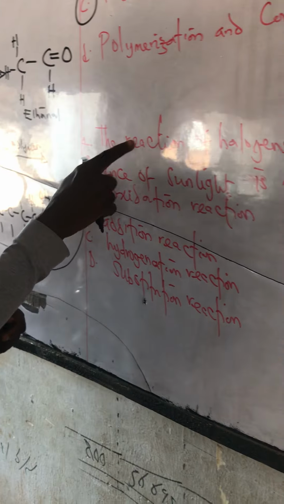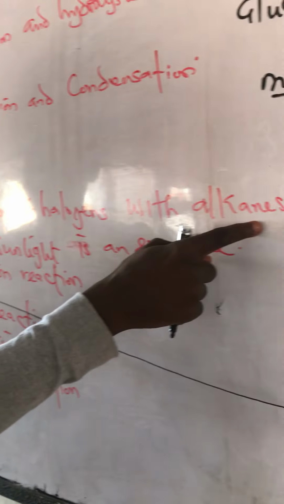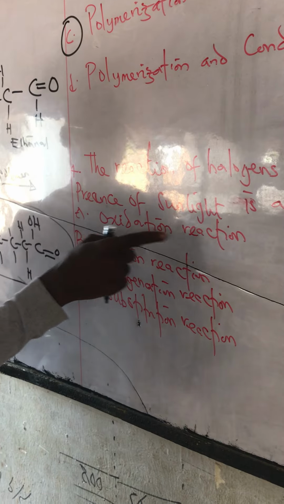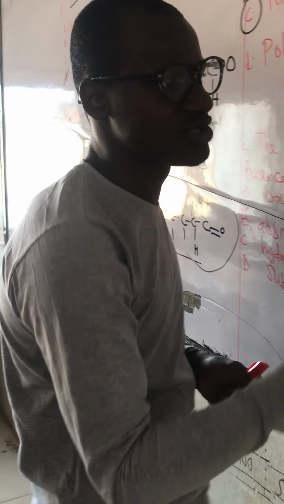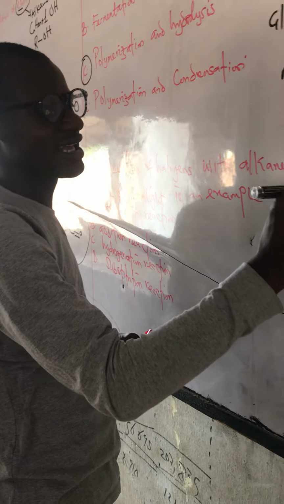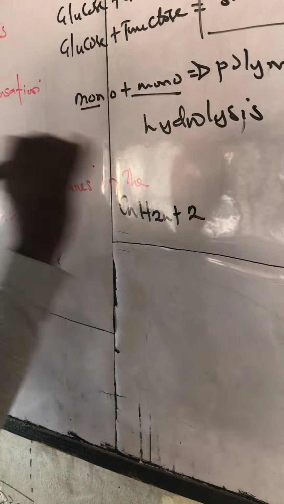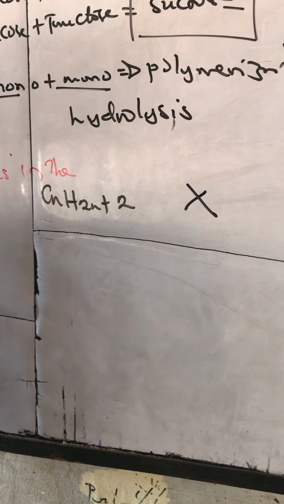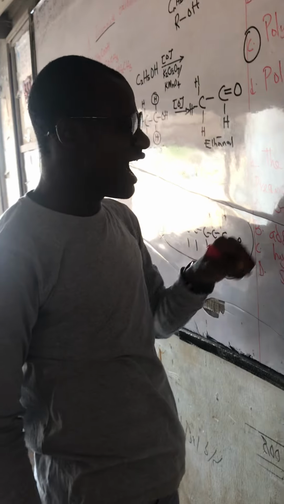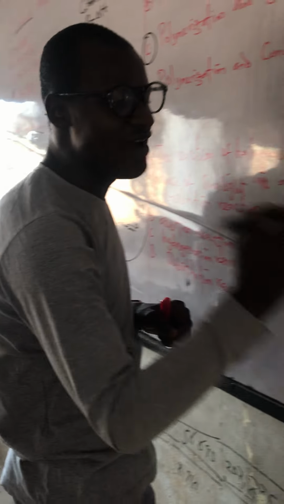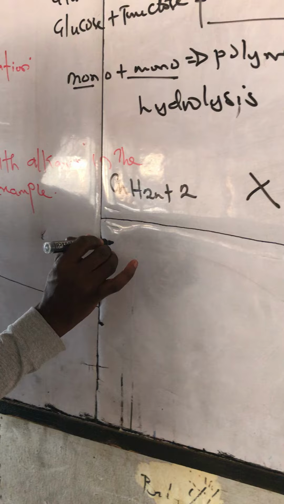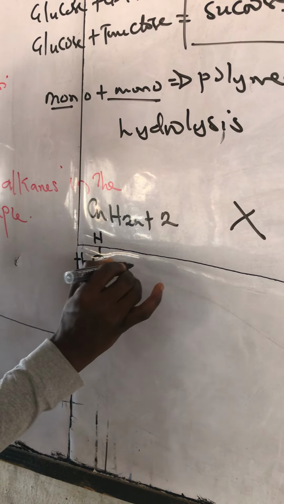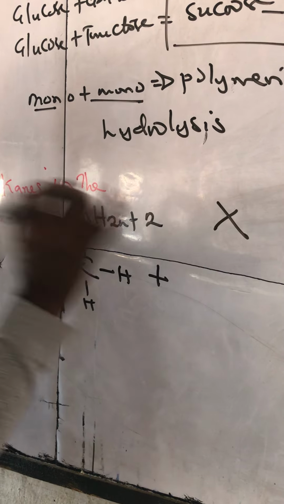Question 4. The reaction of halogens with alkanes in the presence of sunlight is an example of a what? Oxidation reaction? Now, what do we mean by this? We have alkane, CnH2n+2. What do we use to represent our halogen? Halogen is represented with X. In the reaction, let's take methane, for example: we have H, H, H, and H. We now add 1 of the halogen.